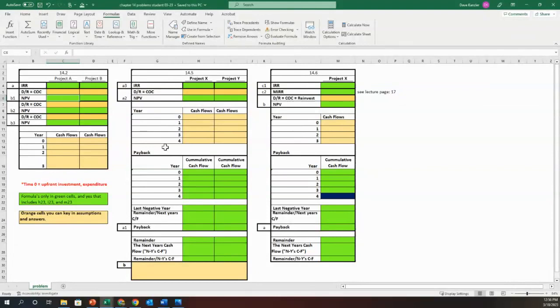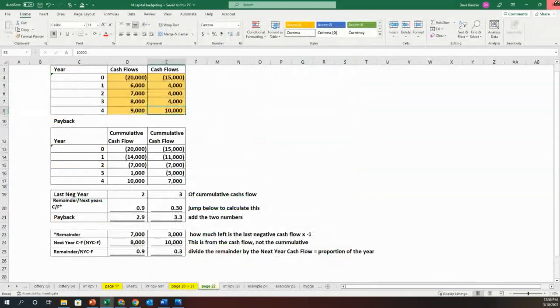Okay, so pretty light homework. This shouldn't take you more than, I don't know, it can't be more than 20 minutes. Okay, that is it.